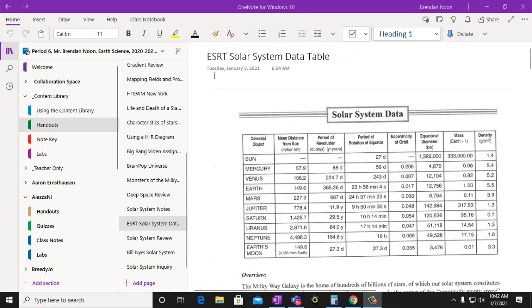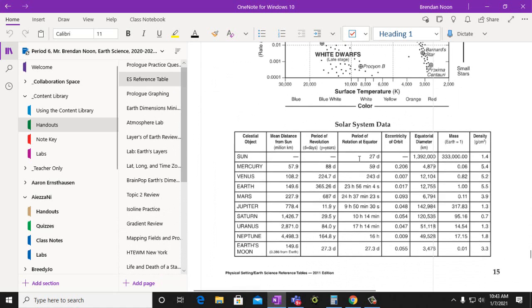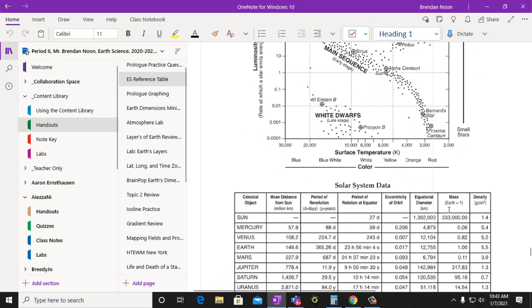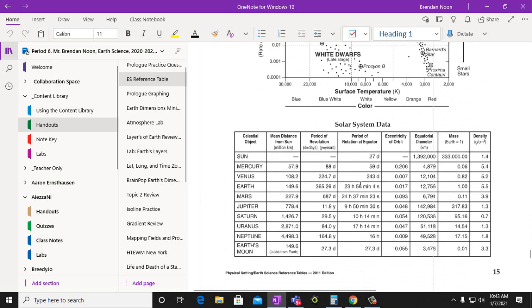All right, we have our Earth Science Reference Table, Solar System Data Table. This is found on page 15 of your Earth Science Reference Table. Everyone should have Earth Science Reference Tables, and there you have page 15. We had the characteristics of stars, and we have a solar system data table.